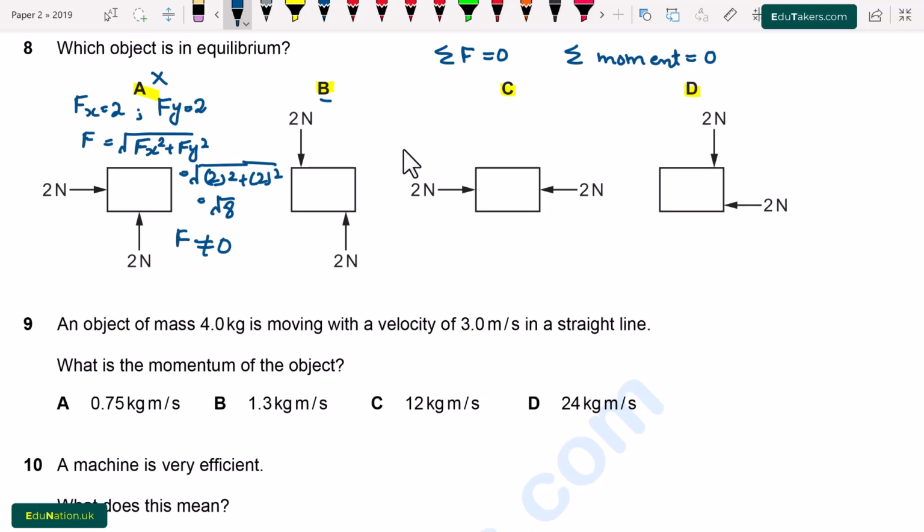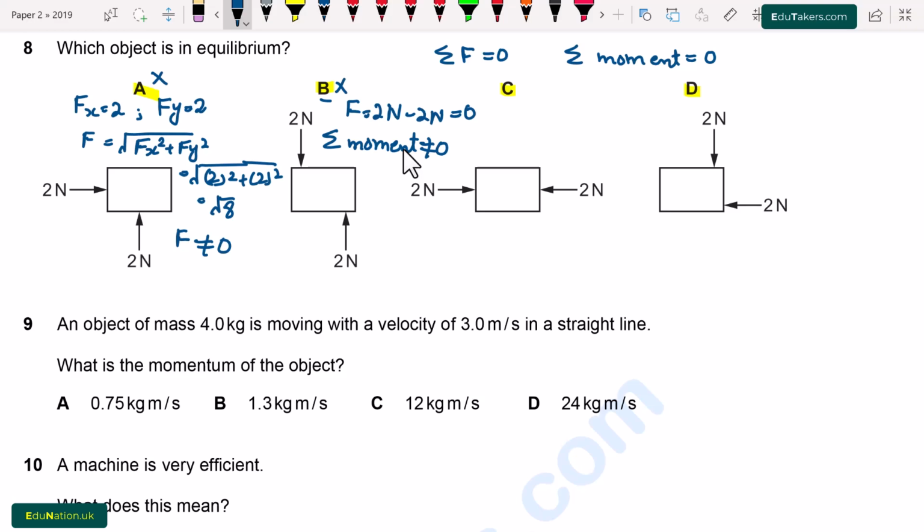2 Newton force is acting vertically downward and 2 Newton force is acting vertically upward. When I find out the total net force here, it will be equal to 0 because net force will be 2 Newton minus 2 Newton. Both of these forces are acting in opposite direction. So it will be equal to 0. But in this case, the net moment will not be equal to 0, due to which the body is not in equilibrium. So option B is also incorrect.